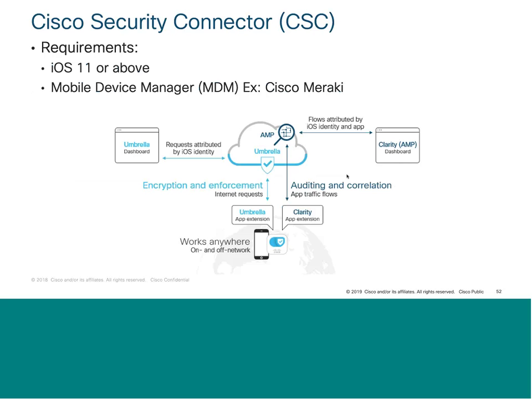Now, the modules work more or less as seen here. You'll have the Umbrella module connecting to the Umbrella portion of the cloud as an app extension on your phone, and you'll have the AMP Clarity module reaching out to the AMP cloud and providing information in the AMP for endpoints dashboard.